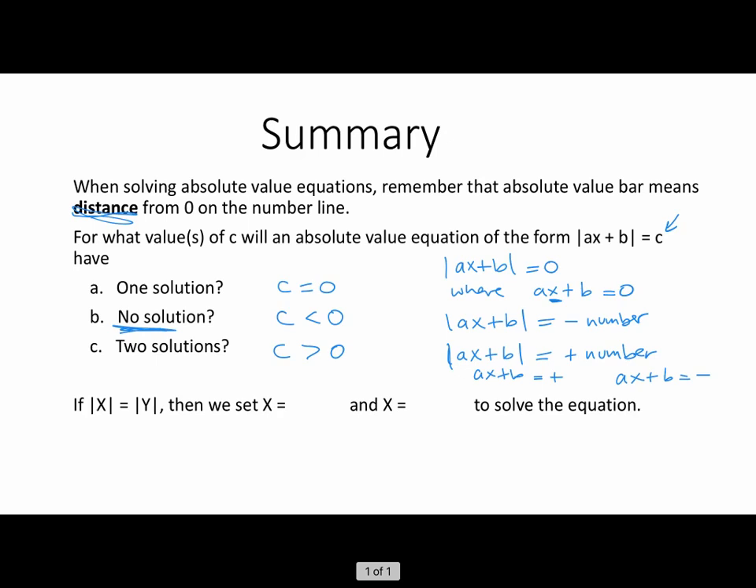If we have double absolute values in the equation, then we set what's in the first absolute value equal to what's in the second absolute value. Nothing changes. We just get rid of the absolute value bars. And we also set what's in the first absolute value equal to the negative of what's in the second absolute value and solve those equations.